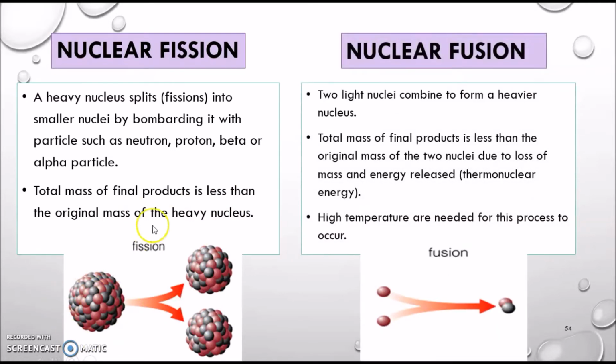Meanwhile, for nuclear fusion, two light nuclei combine to form a heavier nucleus where the total mass of the final product is less than the original mass of the two nuclei due to loss of mass, the mass defect, and energy is released, also known as thermonuclear energy. For this process, we need a high temperature.